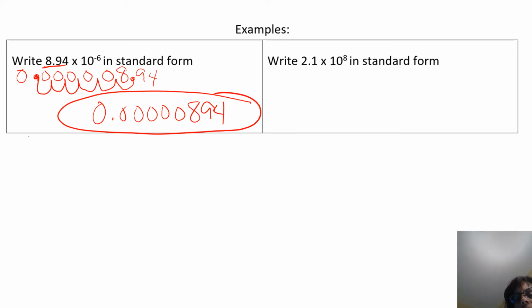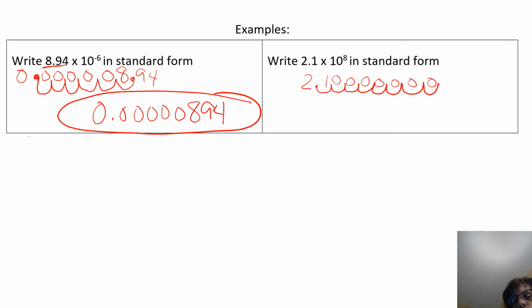All right. Now our second example, write 2.1 times 10 to the 8th in standard form. So that's a positive exponent, so I'm going to write it to where it gets larger. So copy the C, 2.1, move it in the direction that causes the number to grow. There's 5, 6, 7, 8. Fill in the empty places with zeros.